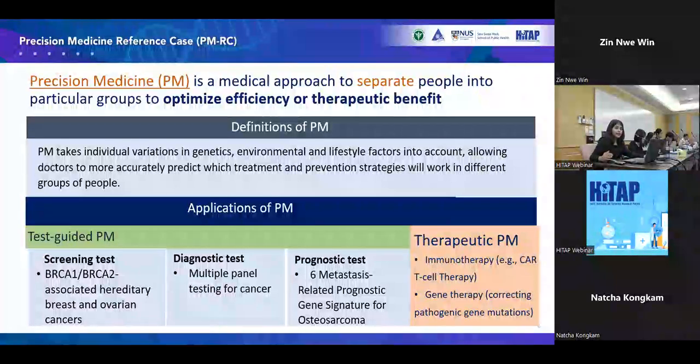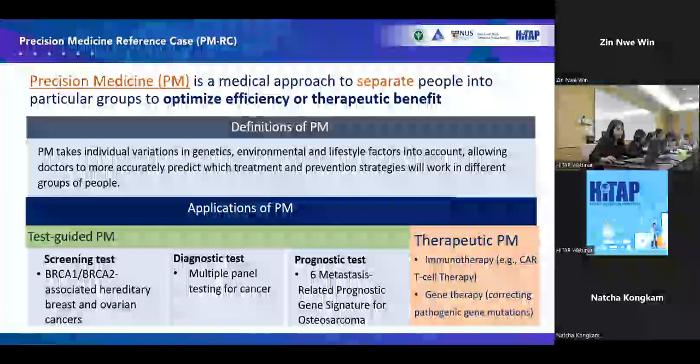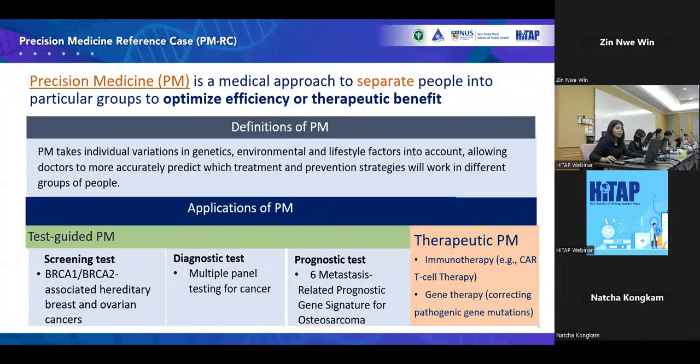The second category is therapeutic precision medicine, wherein we can predict adverse drug reaction, treatment efficacy, and/or drug dosage to stratify patients by optimizing their treatment.